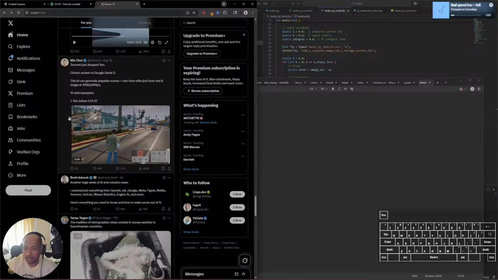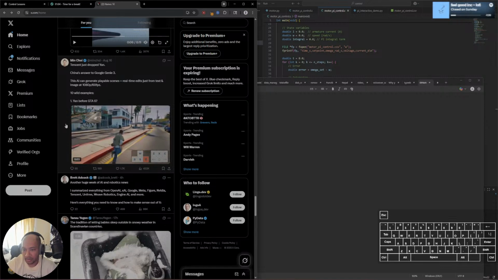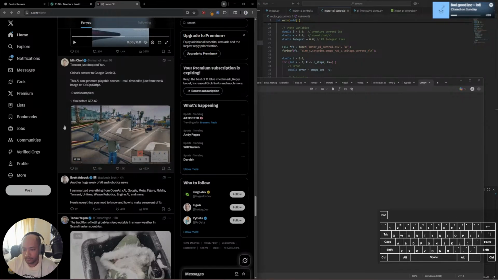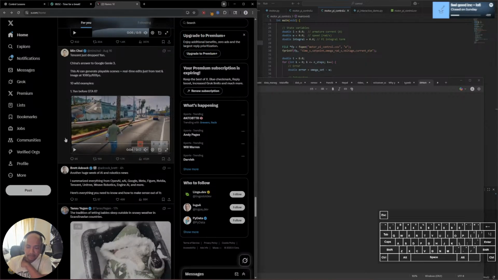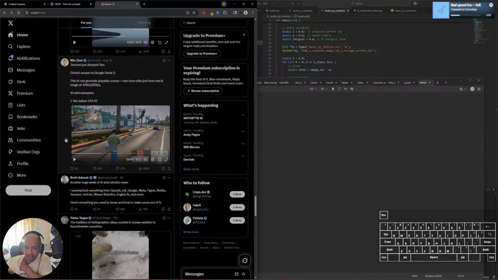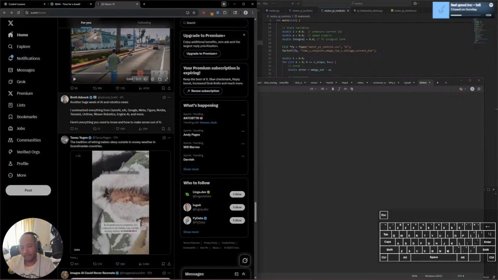Tencent just dropped China's answer to Google Gemini 3. This AI can generate playable scenes plus real-time edits just from text and image. That's cool. There's lots of this new AI world generation stuff coming out, and I think that's going to be really helpful in AI. I mean, wow, I just repeated my own words. It's going to be really helpful in VR.